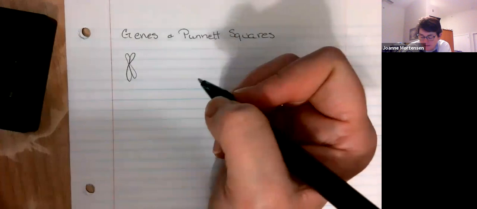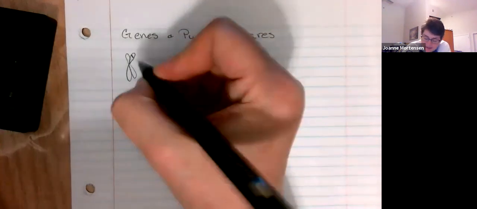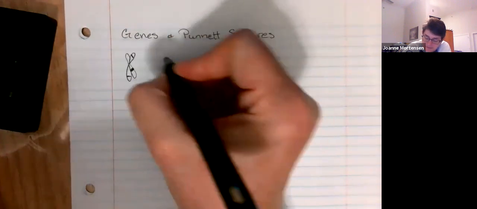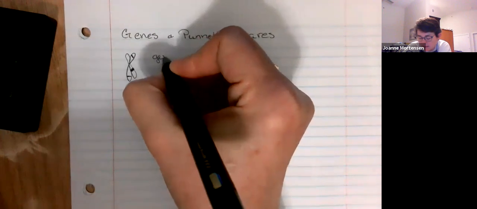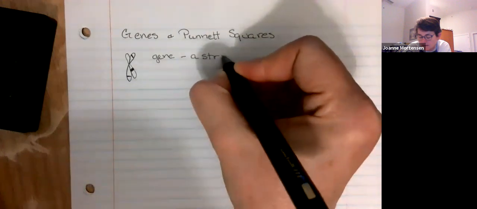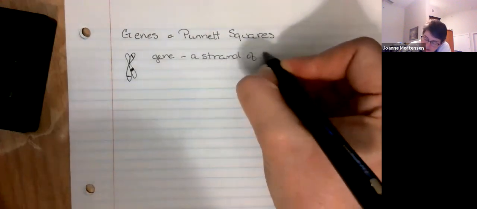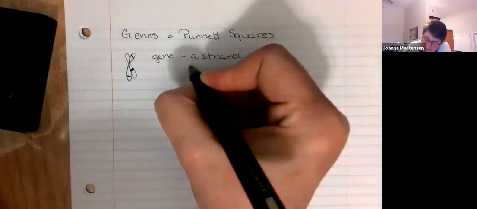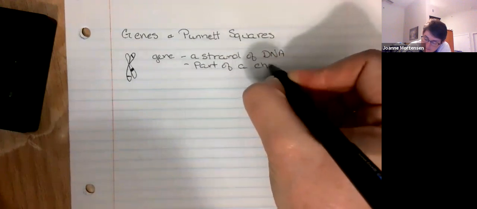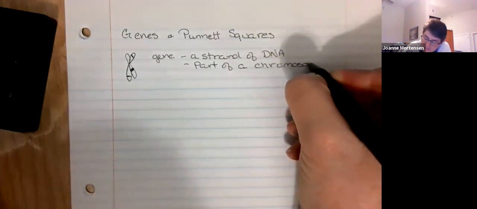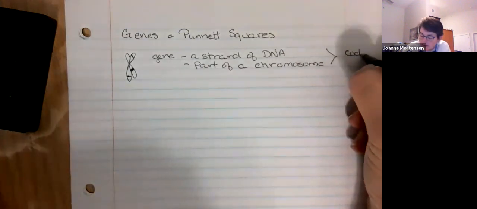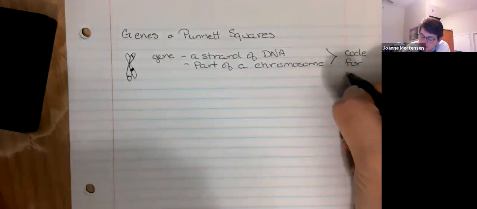So in this pair, let's say there's going to be some genes on there. So a gene is a strand of DNA, so part of a chromosome. And however you look at it, it's going to have the information for a trait.